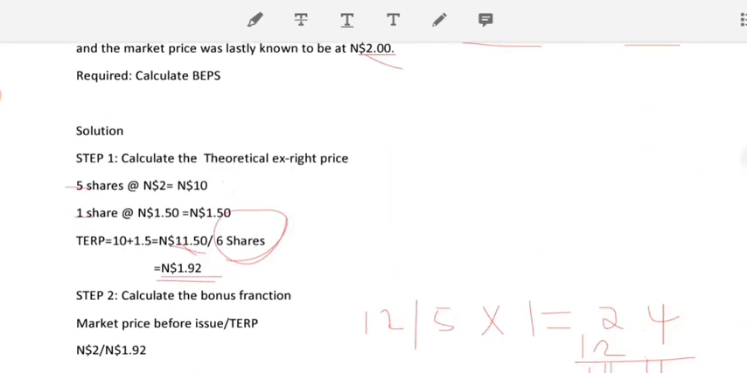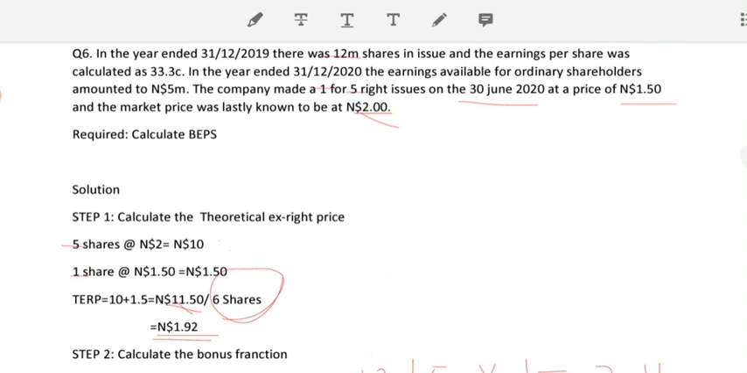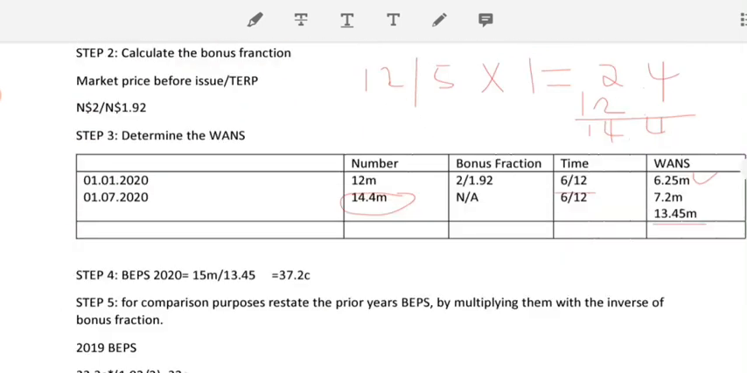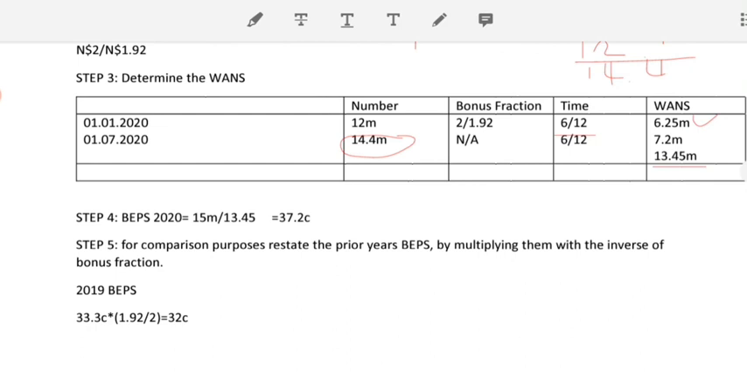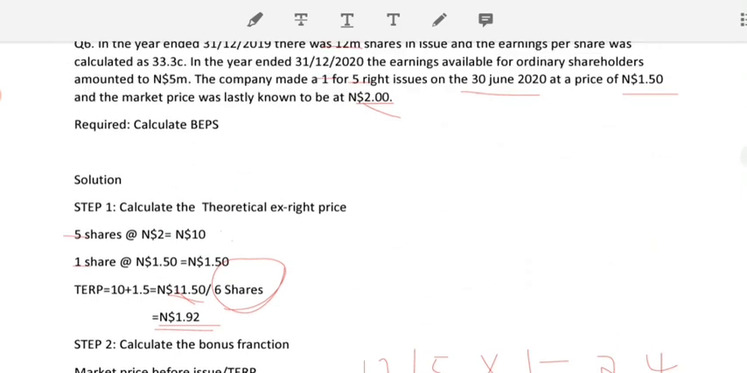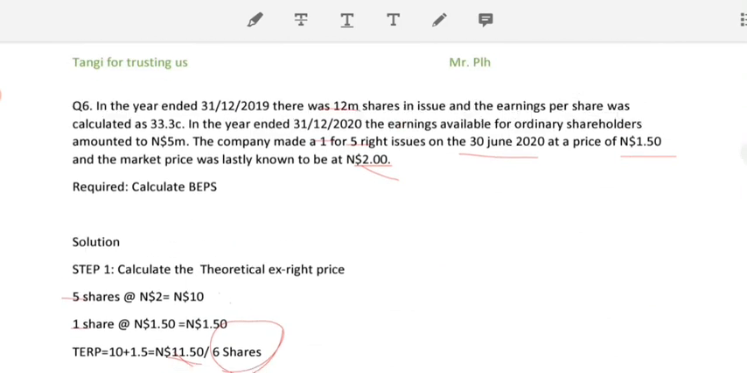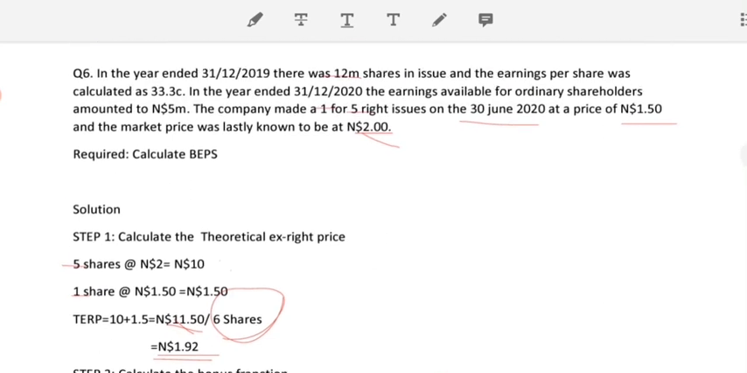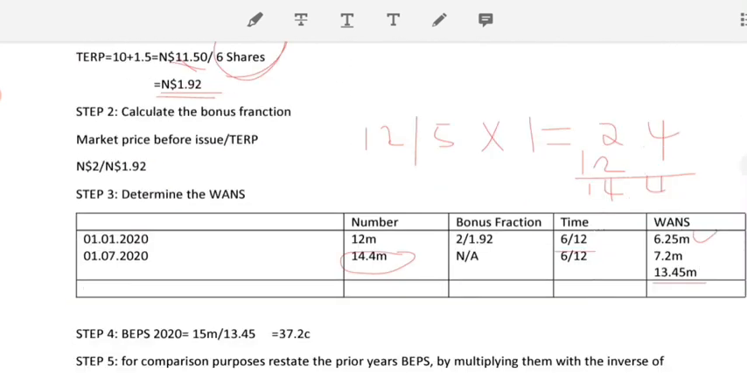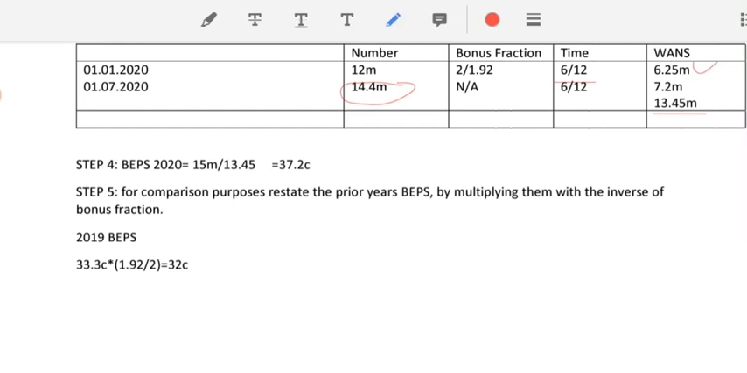We will say the profit for the year, which they say is, let's see, 5 million. Okay, 5 million, not 15, 5. 5 divided by 13.4, we are getting this amount. 37.2 cents is the earnings per share.